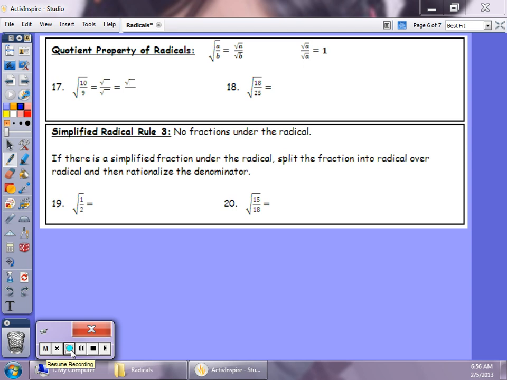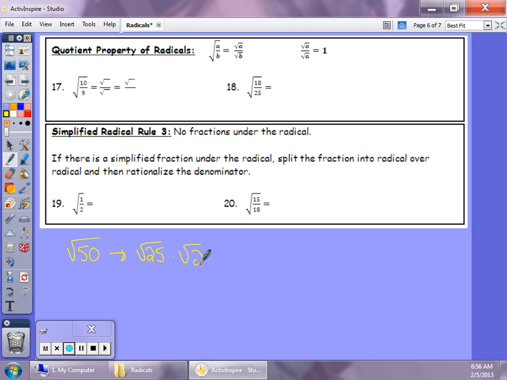Lastly, for this lesson, we're going to talk about the quotient property of radicals. So just like multiplication, if you have a number underneath a radical, you can break it up into its 2 factors. So let's say we review. So if we have root 50, remember we can break that up into root 25 times root 2. This is very similar to the quotient property of radicals as well.